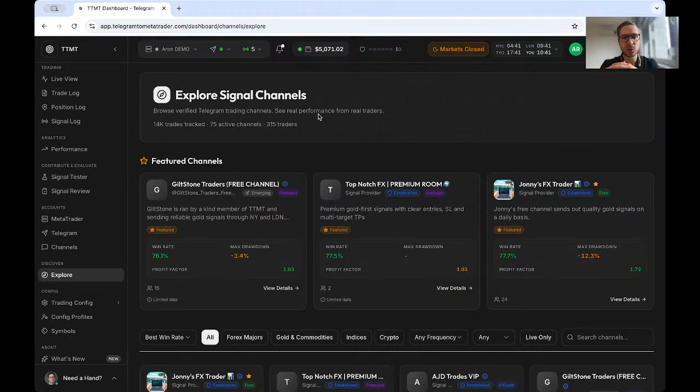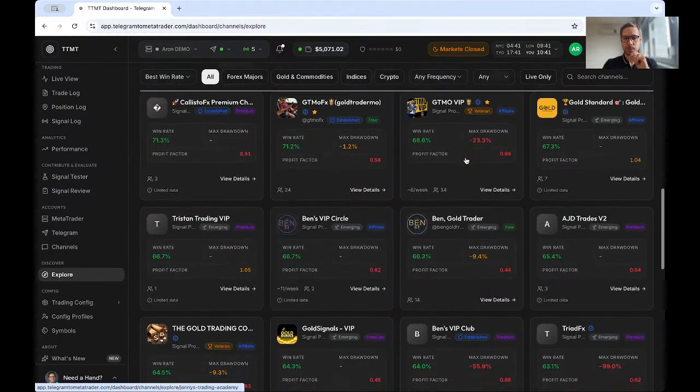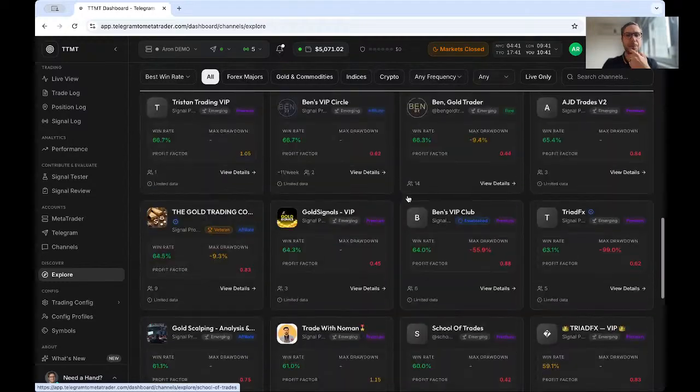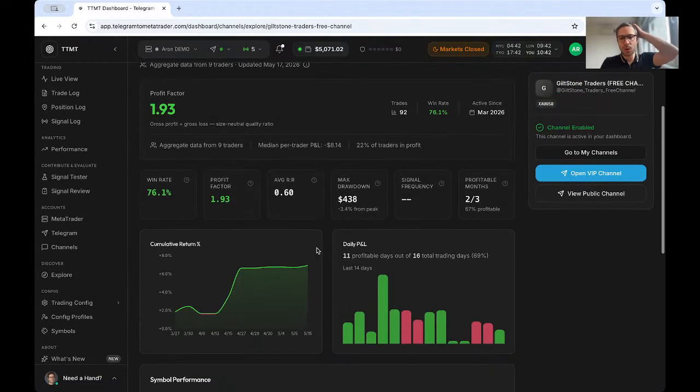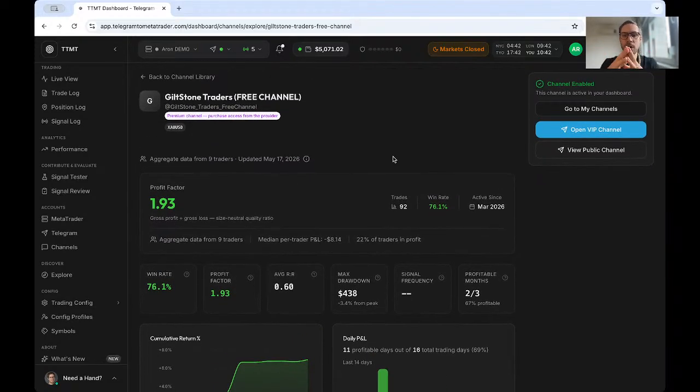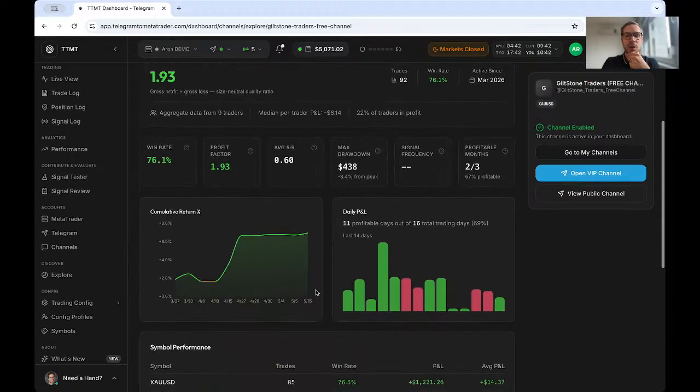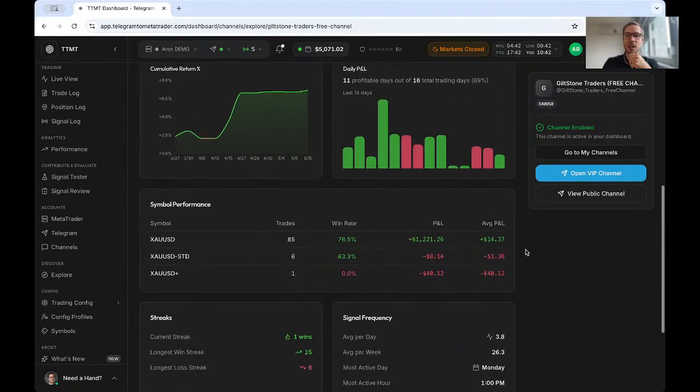So I had to make sure that a signal channel library does not take those extremities into account, and is kind of showing the average or the median of a signal channel. But here is the place to check around and to find the right channel for you if you want to look for something else than what you're already following. So in an explore page, you can see the win rate, the profit factor, the max drawdown, and some daily P&L stats for a specific channel.